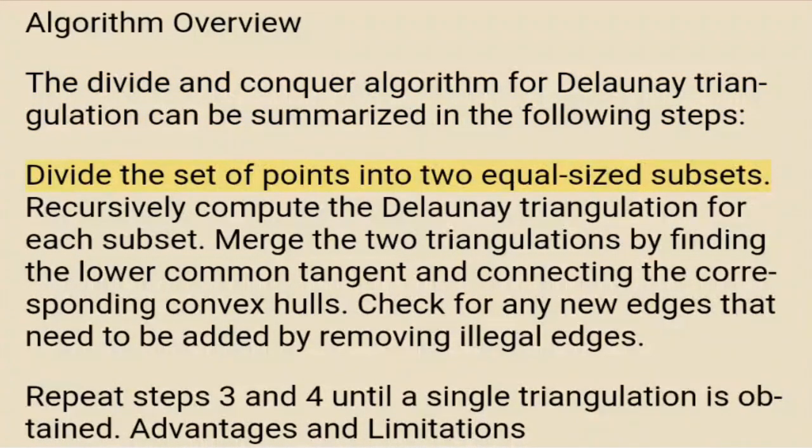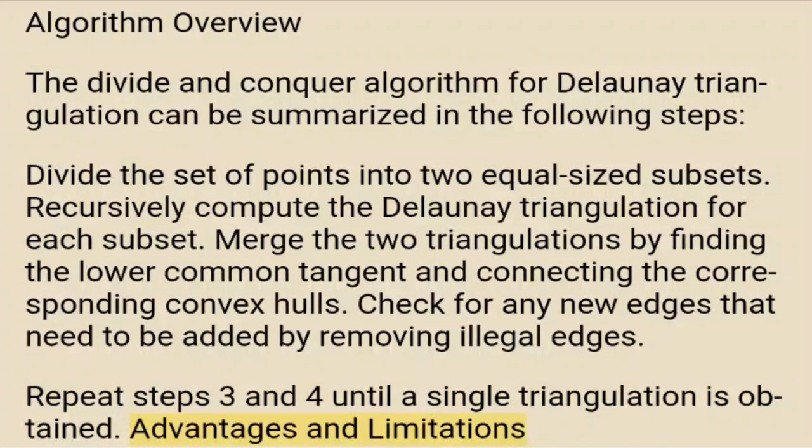Divide the set of points into two equal-sized subsets. Recursively compute the Delaunay triangulation for each subset. Merge the two triangulations by finding the lower common tangent and connecting the corresponding convex hulls. Check for any new edges that need to be added by removing illegal edges. Repeat steps 3 and 4 until a single triangulation is obtained.